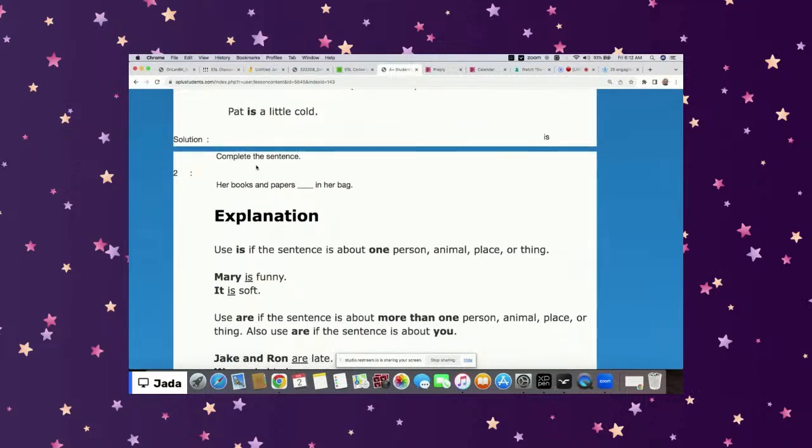Now, the next one says, her books and papers dash in her bag. Now, we have books, and books is more than one. Also, papers, more than one. So, her books and papers are in her bag. Okay, you have are here because books has S and papers has S. Apparently it is plural, it is more than one, right? So you would use are here.